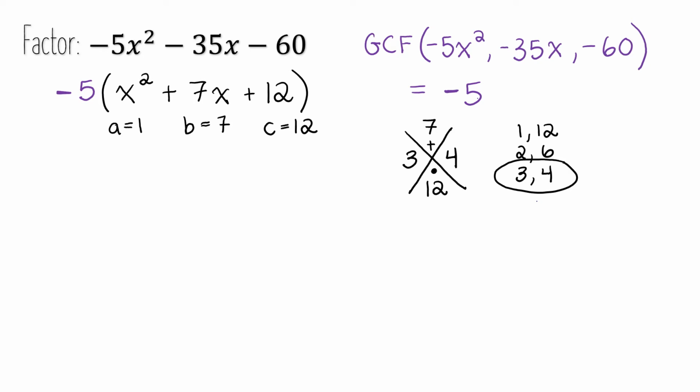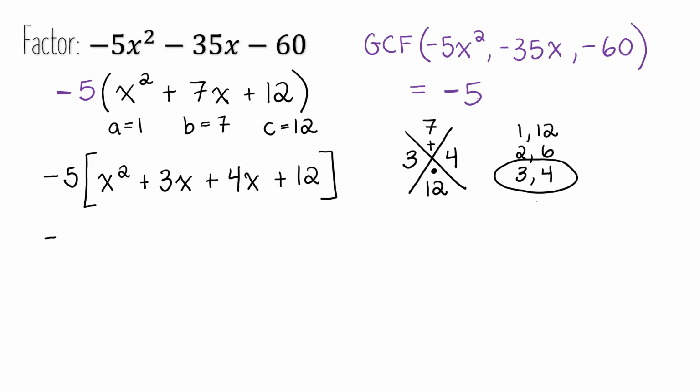So I have negative 5, be very careful not to lose that negative 5, times, extra parenthesis, x squared plus 3x plus 4x, splitting my b term 7x, plus 12. And then I can make this have 2 groups, so I have negative 5 times the quantity of my first group, x squared plus 3x, and my second group is 4x plus 12.